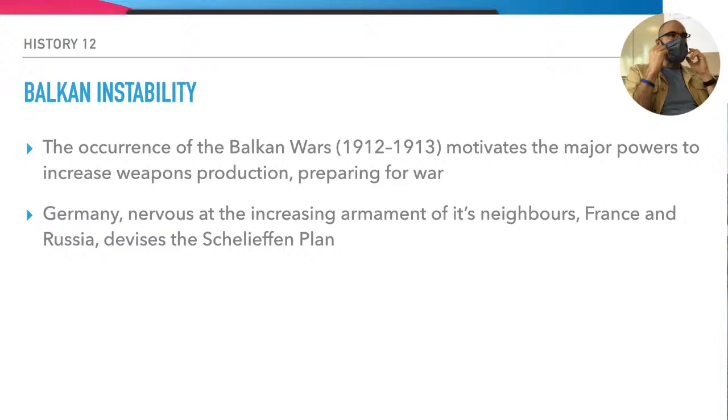And again, at the time, the Balkans were under the control of the Austro-Hungarian Empire. And the reason it was is because there was a very significant trade route moving through there.